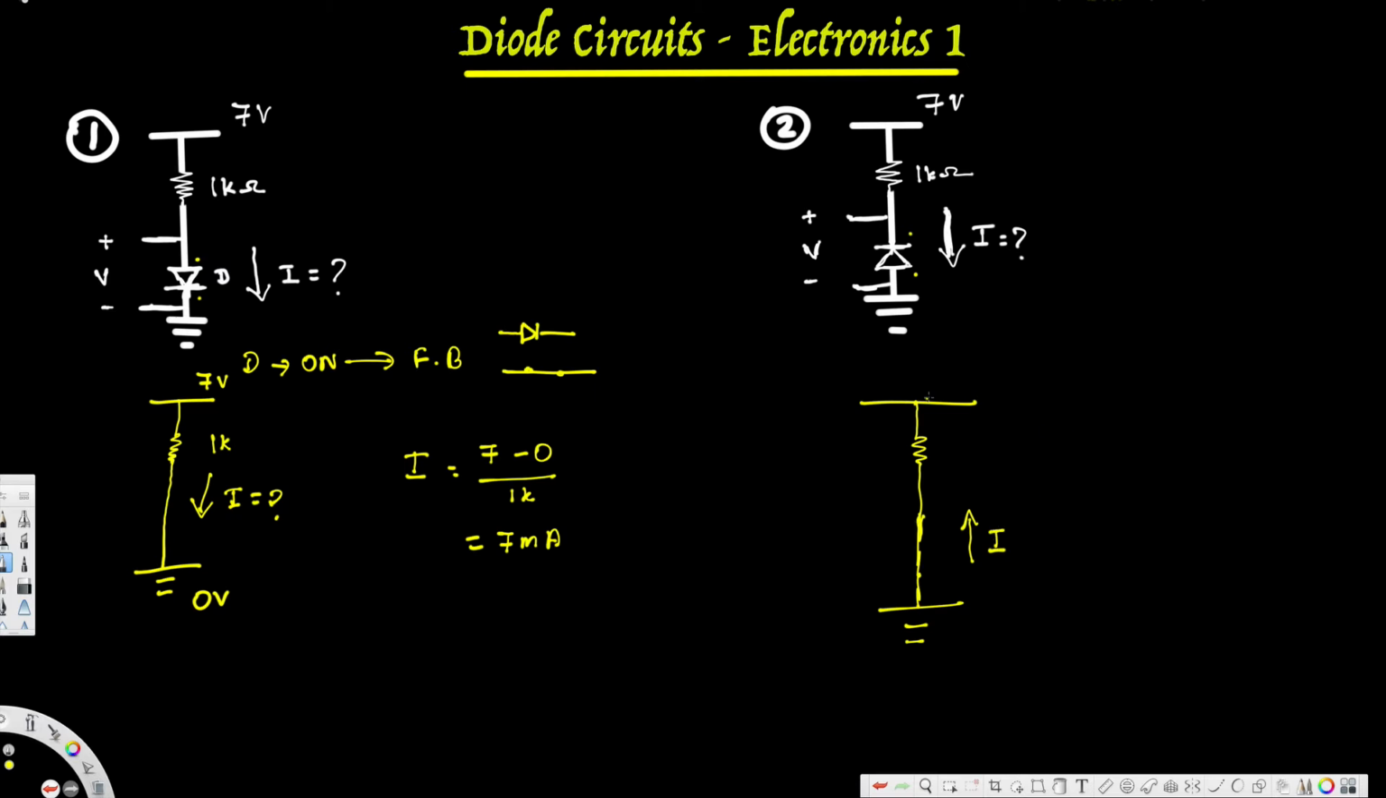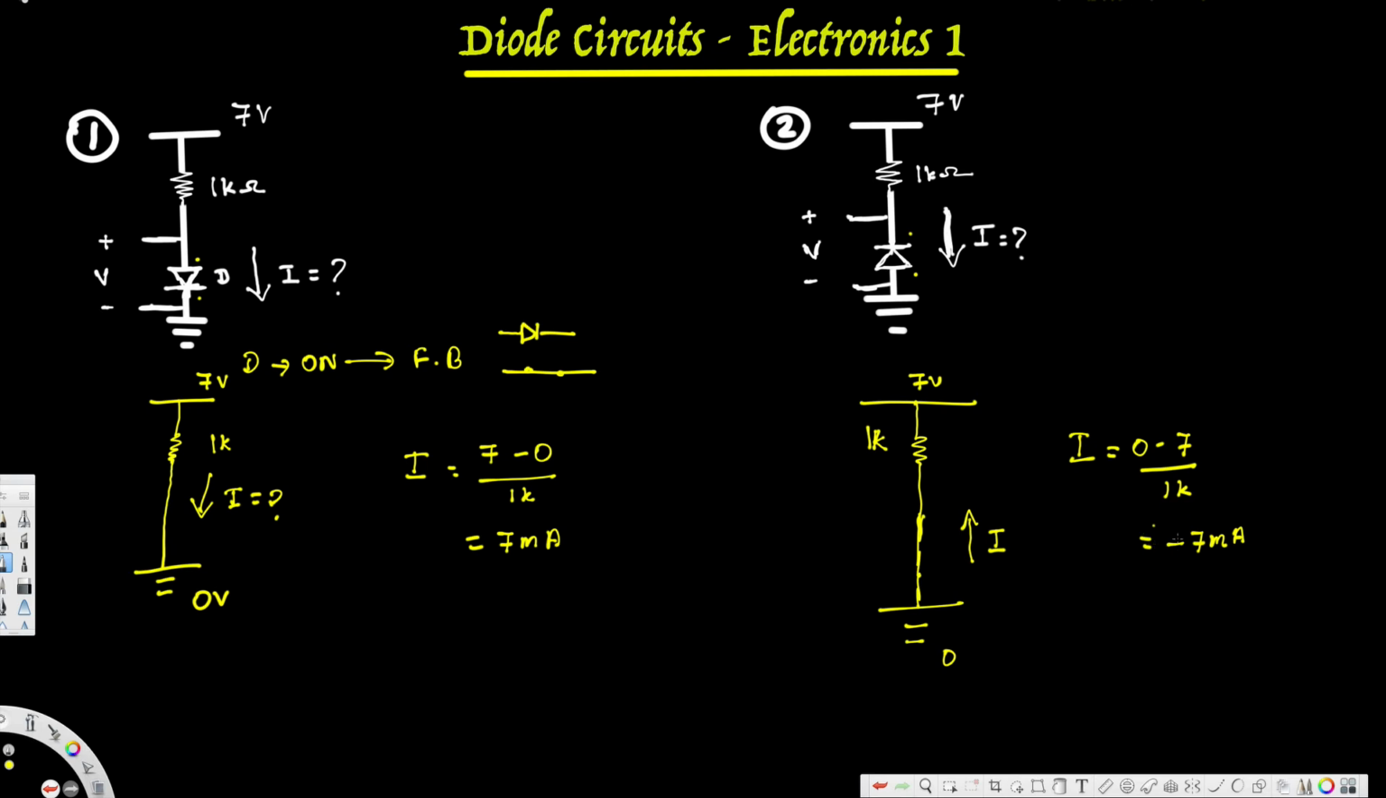Now if you calculate this one, this is 7 voltage, this is 0, this is 1K. But when the current is in this direction, this is going to be 0 minus 7 divided by the resistance in between, that is 1K. Here we are getting negative 7 milliampere. So current is not flowing in this direction. Our assumption is wrong.